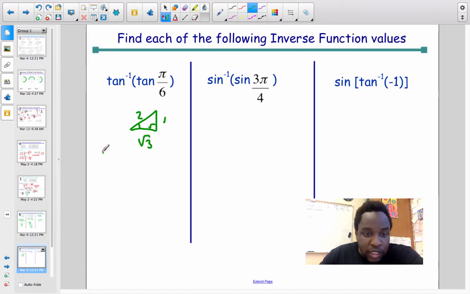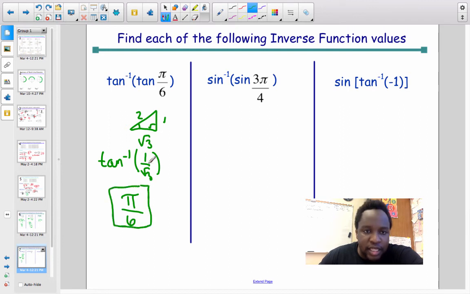We could do inverse tangent of 1 over root 3. And then what is that angle that's 1 over root 3? Well, it's pi over 6. If you recognize that pi over 6 is in the range of inverse tangent, you're good to go.